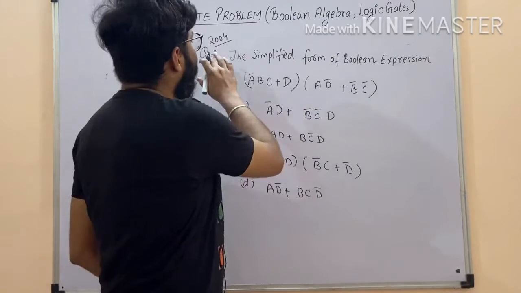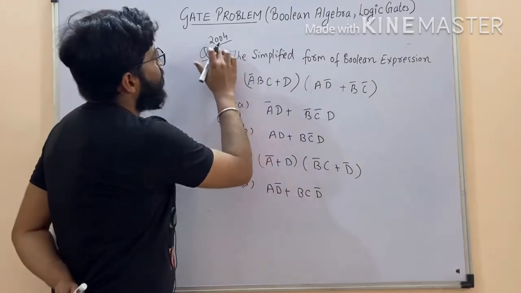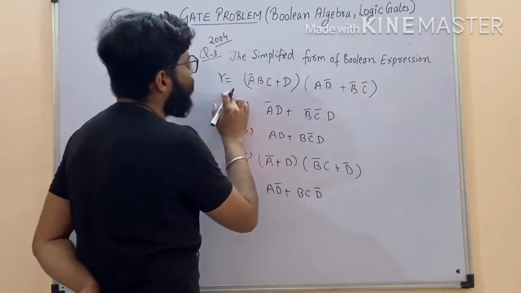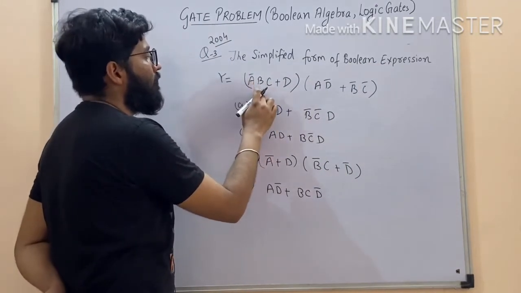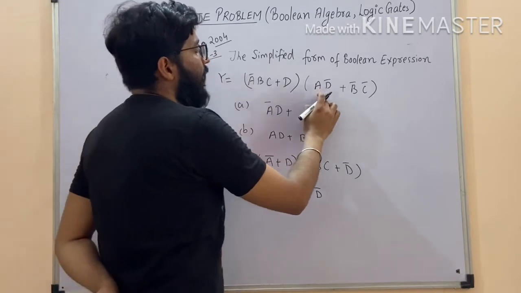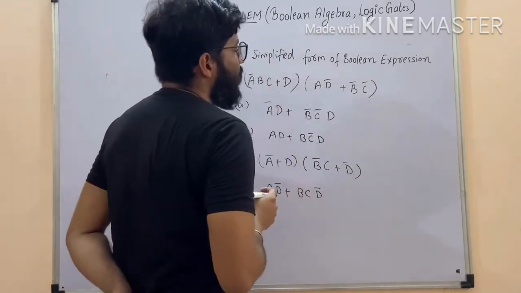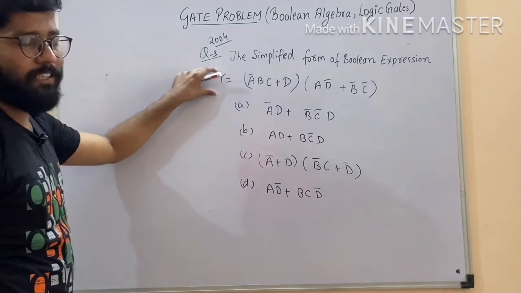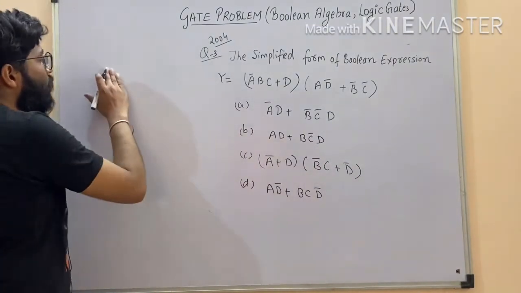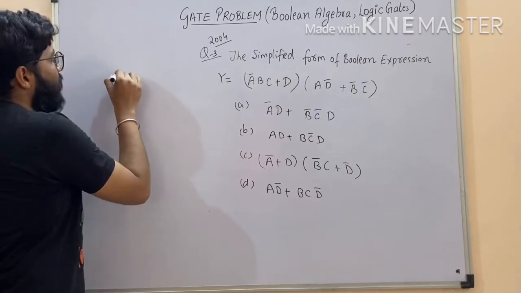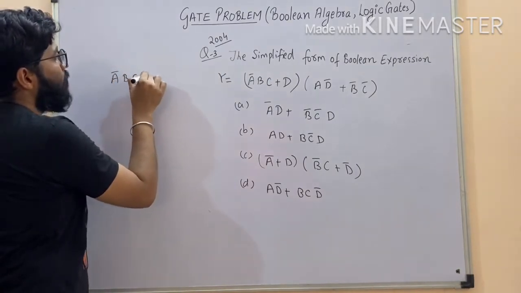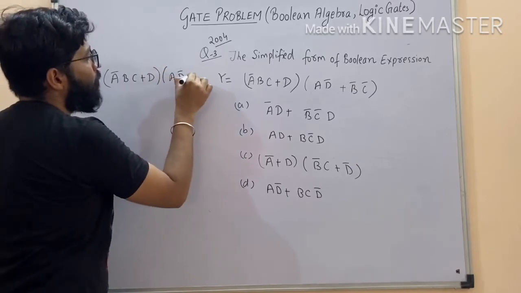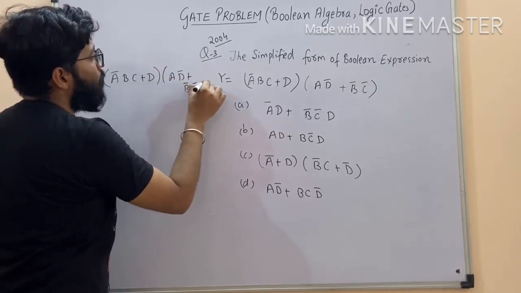Now see the next problem, that is the third problem, asked in GATE 2004. The simplified form of the Boolean expression y equals a complement b c plus d, bracket, a d complement plus b complement c complement. Options a, b, c, d are there. You have to simplify this expression. So firstly copy the given expression, a complement b c plus d, bracket, a d complement plus b c complement.